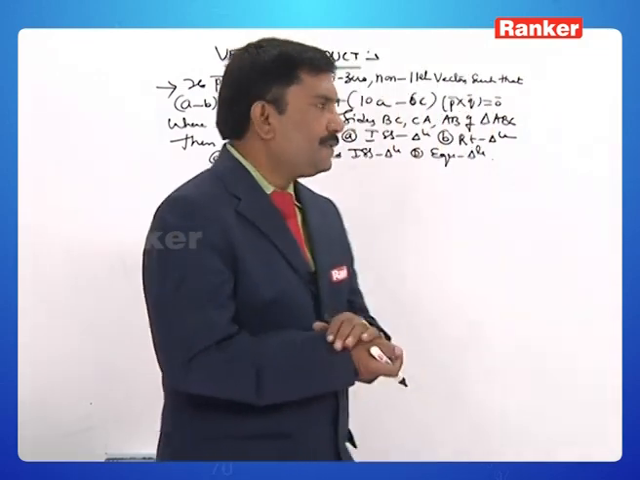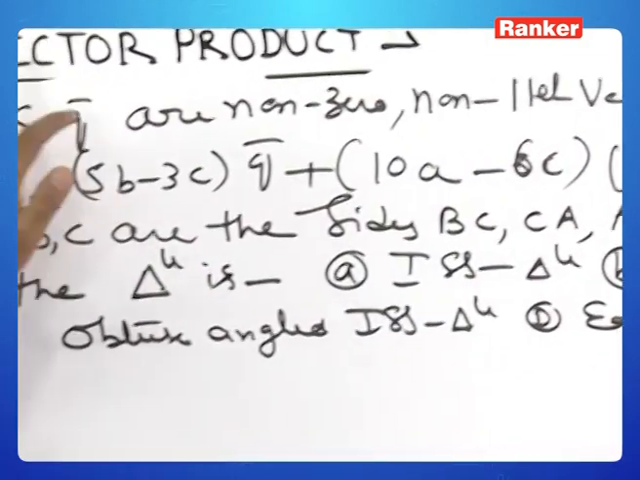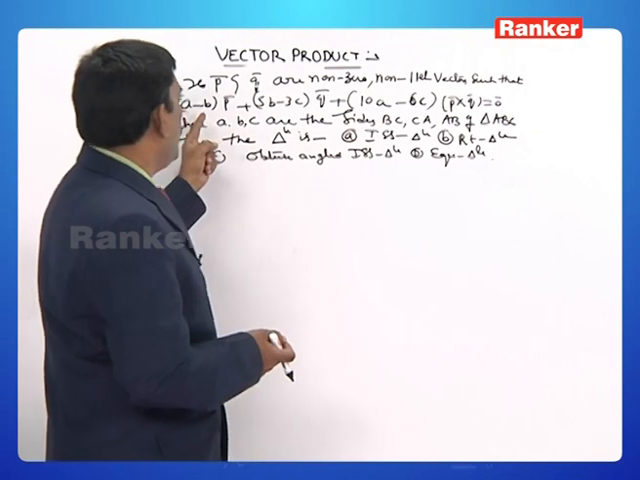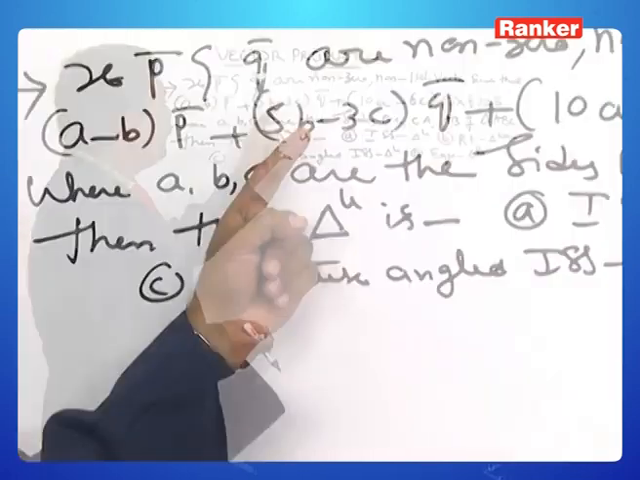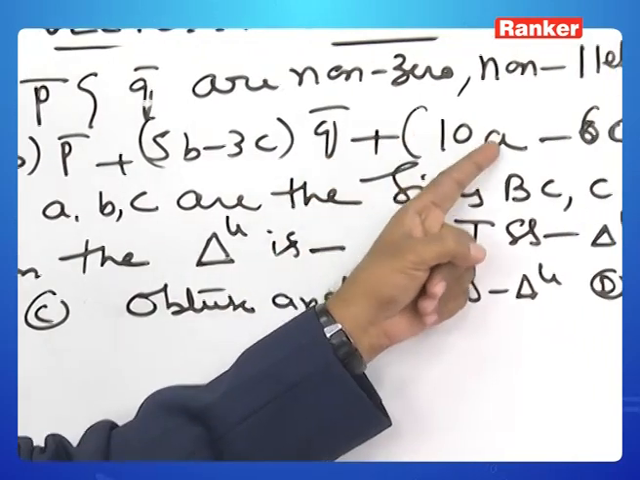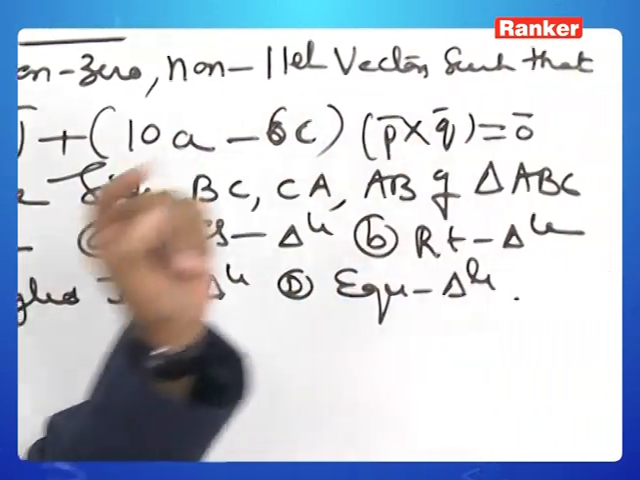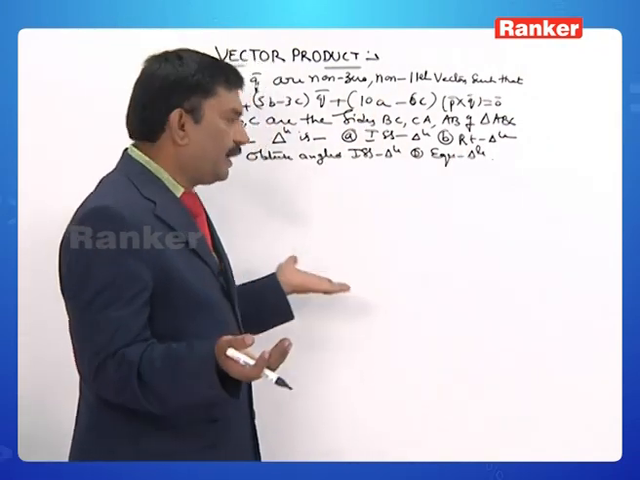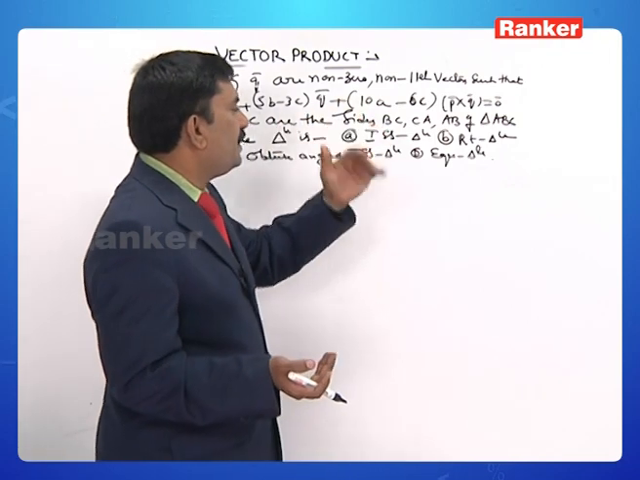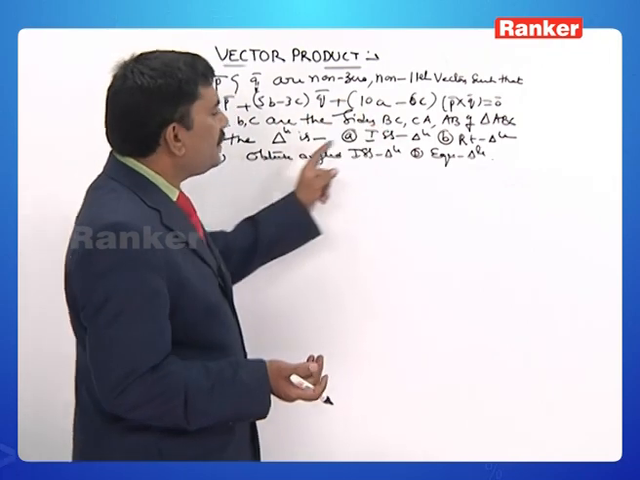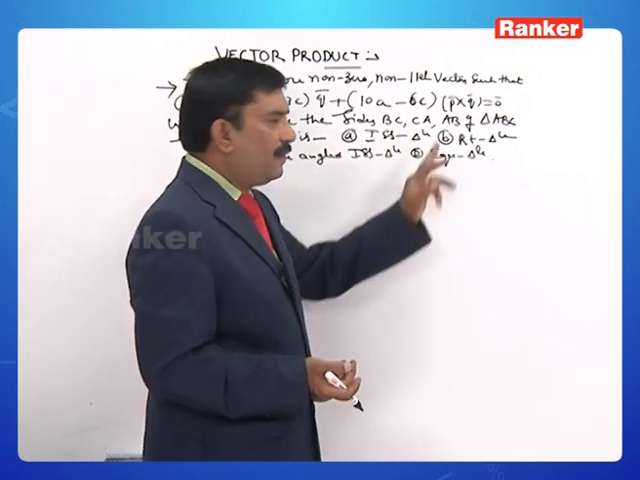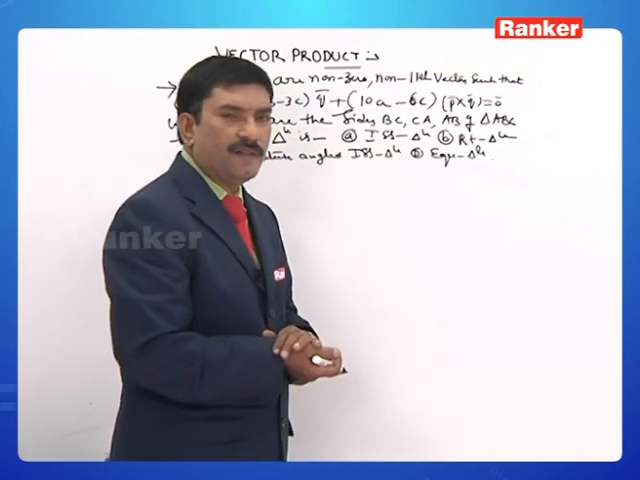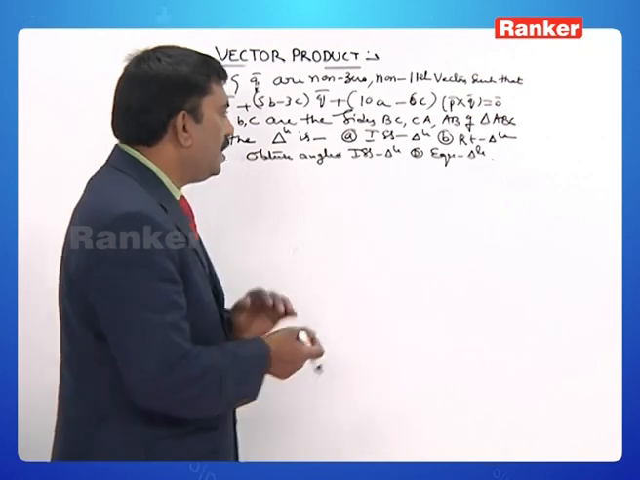Let us see. Now what has been given: if P bar and Q bar are non-zero, non-parallel vectors such that (a minus b) P bar plus (5b minus 3c) Q bar plus (10a minus 6c) P bar cross Q bar is equal to 0 bar. When LHS is a vector, RHS must be a vector. And where a, b, c are the sides BC, CA, AB of triangle ABC, then the triangle is: isosceles, a right angle triangle, obtuse angled isosceles triangle, and D is equilateral triangle. Let us see.